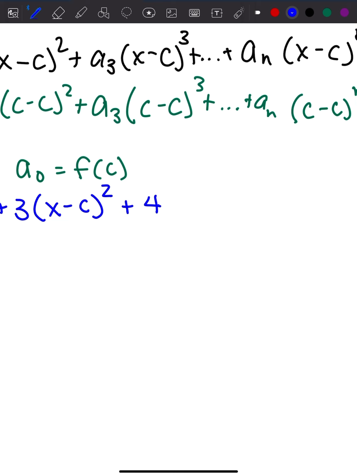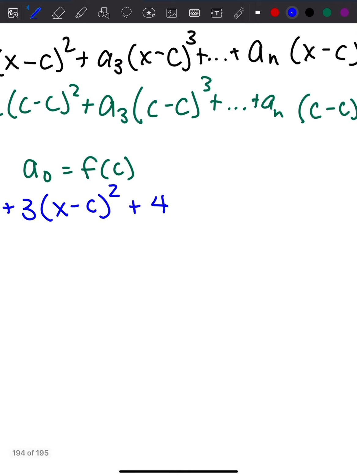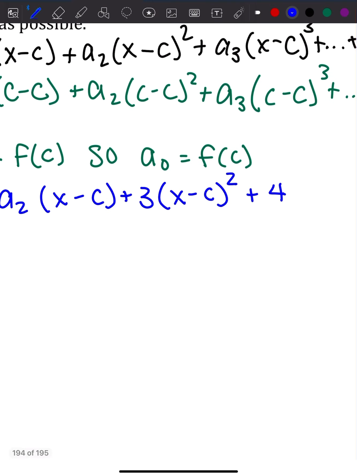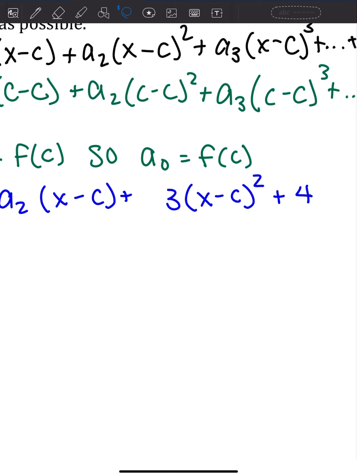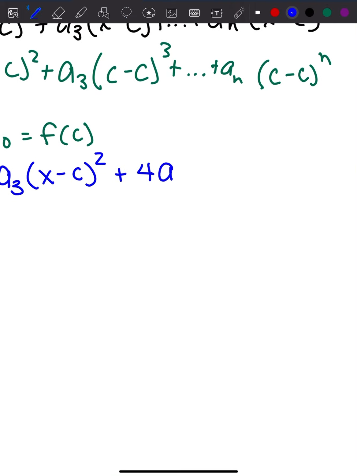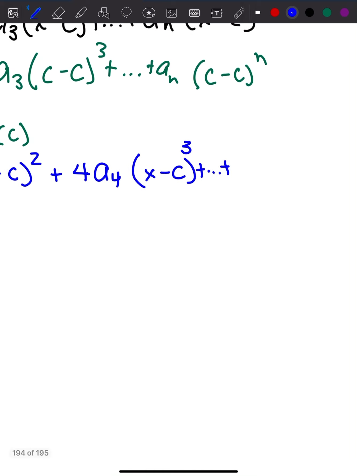So we'd have 4, I forgot a term. So it's 3 times a sub 3. And we have 4 times a sub 4, because those are the coefficients we're looking for. (x minus c) cubed, and then that's true for everything up to n. So we have n times a sub n times (x minus c), and then it's to the n minus 1 because we've taken 1 away.